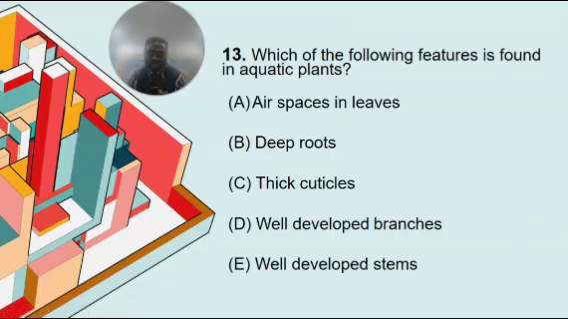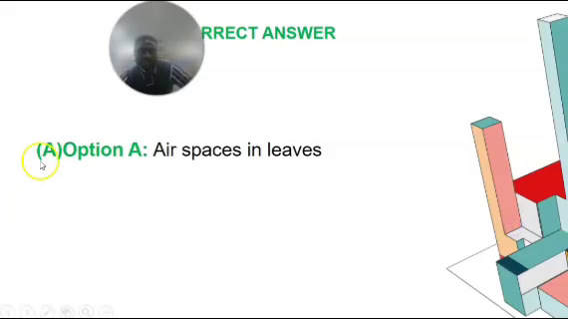But deep root is not a characteristic of aquatic plants, because they don't even require deep roots in the first place, since they're already embedded or fixed in water. So they just have branching fibrous roots that pick nutrients and water from around the water body itself. Then thick cuticles, they don't really require that. It's mostly plants that live in deserts that require these cuticles to store excess water for future use. They don't need so many branches. They don't need big stems or vascular systems, as the case may be. So the answer is option A, air spaces in leaves.